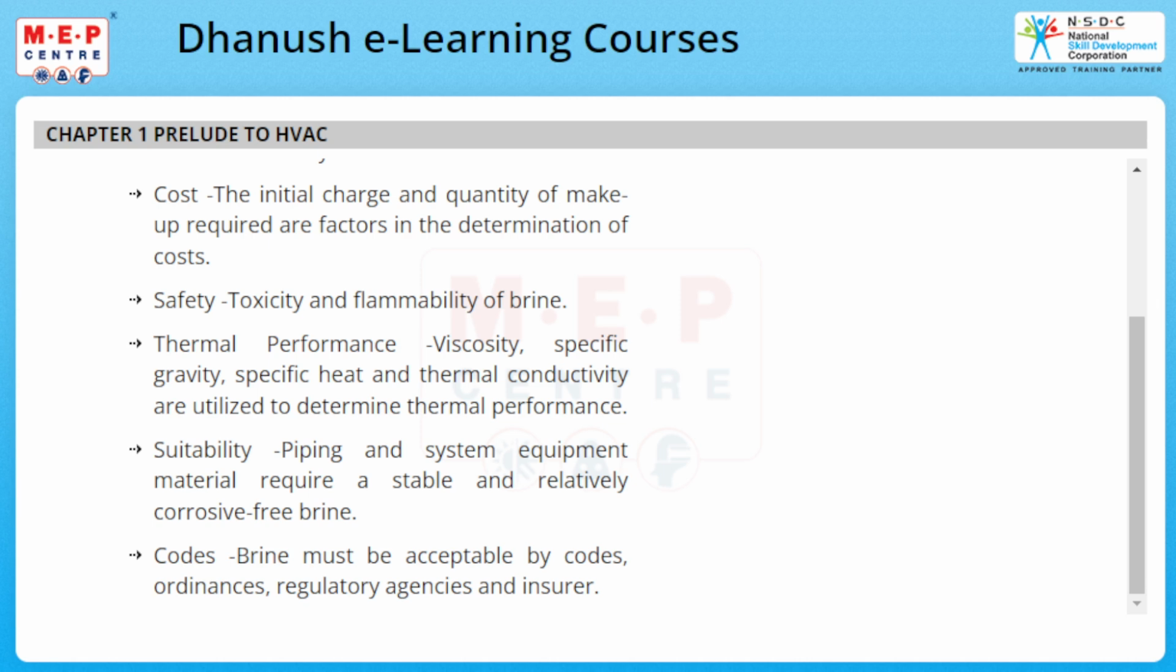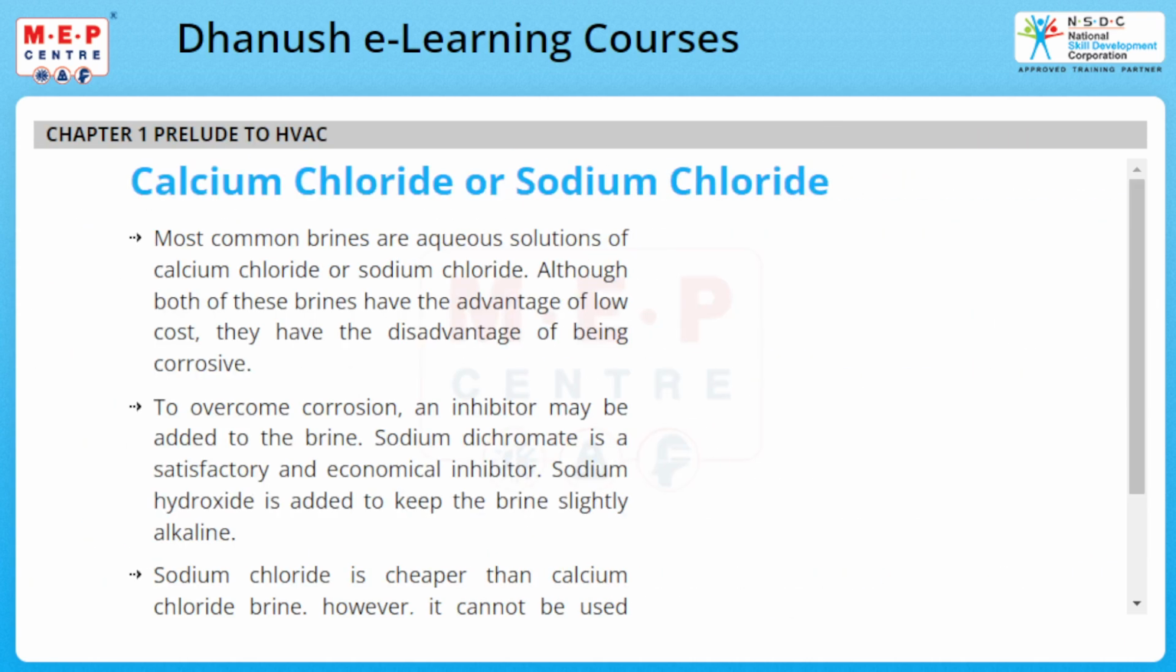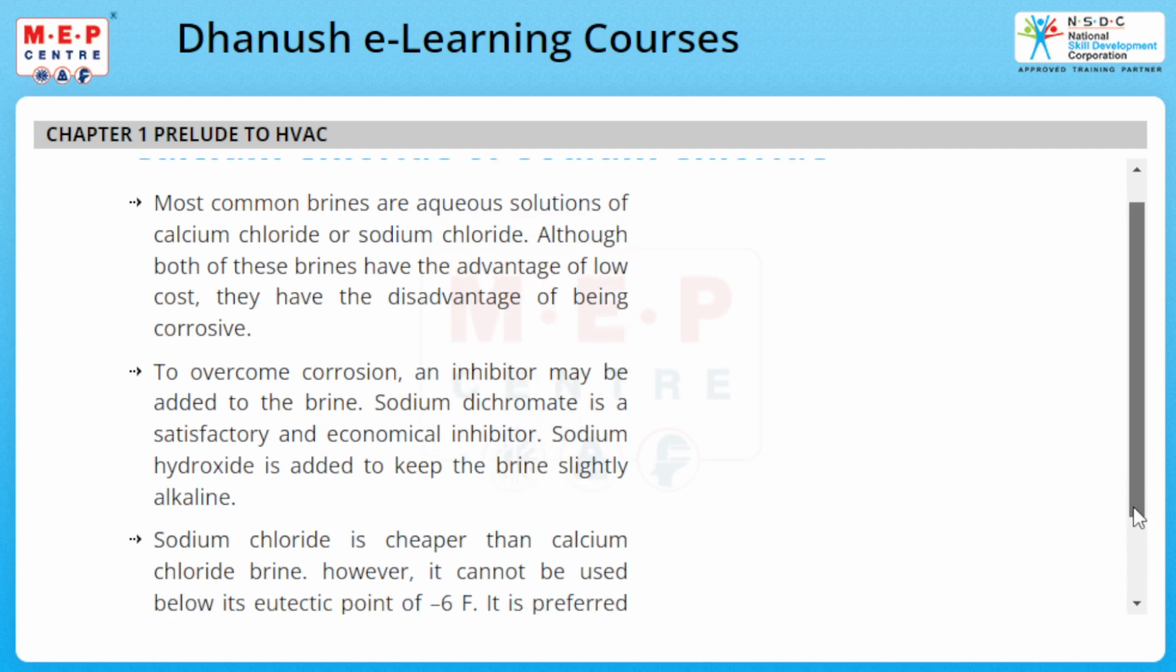Let's study the option of using calcium chloride or sodium chloride as brine. The most common brines are aqueous solutions of calcium chloride or sodium chloride. Although both of these brines have the advantage of low cost, they have the disadvantage of being corrosive. To overcome corrosion, an inhibitor may be added to the brine. Sodium dichromate is a satisfactory and economical inhibitor. Sodium hydroxide is added to keep the brine slightly alkaline. Sodium chloride is cheaper than calcium chloride.